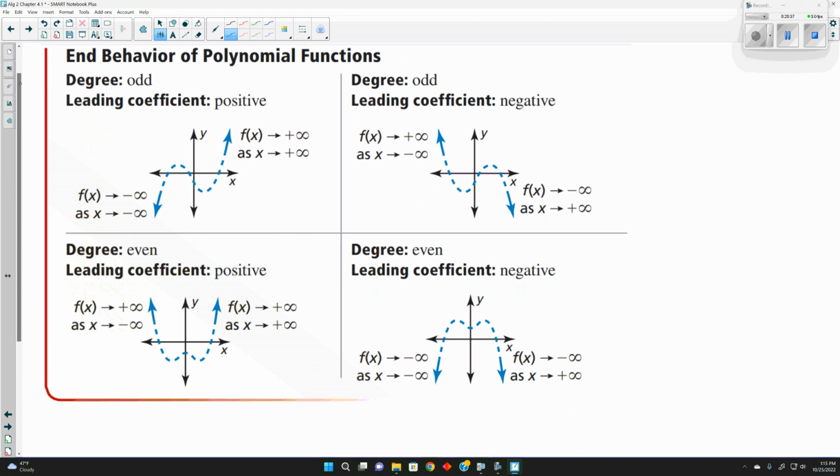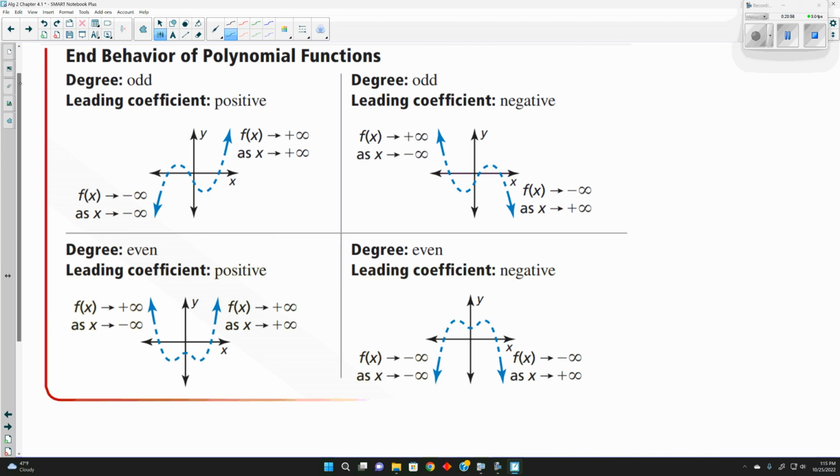Last thing we're looking at is end behavior of polynomial functions. Okay, I have a decent bit more time than I did in the other hours, so I'm going to delve a little bit deeper into this. When we talk about end behavior, it's more talking about what it's going to do eventually, going out.